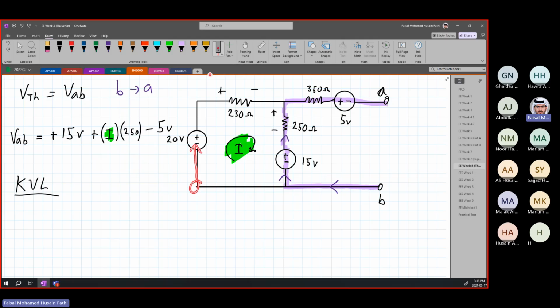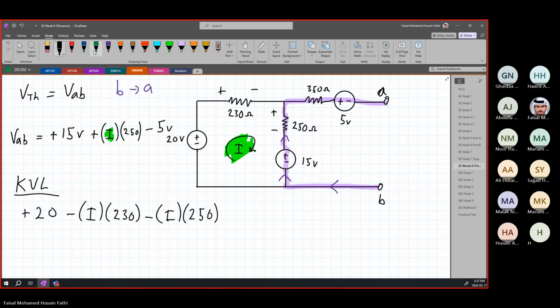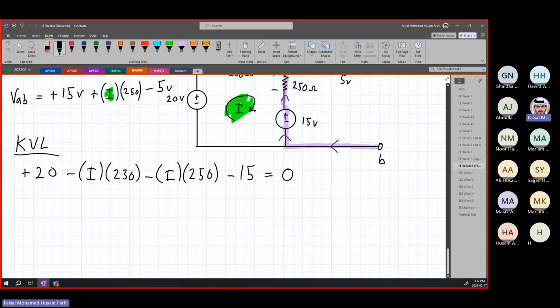If we go up, we're going voltage gain from minus to plus of 20 volts, so plus 20. If we keep moving, we go over here, plus minus, it's a voltage drop, so it's minus I times 230 ohms. And we keep moving, going in this direction. Again, another resistor from plus to minus, voltage drop. So it's minus I 250. Again, we keep moving. We're going here from plus to minus. Another voltage drop due to the source. So it's going to be minus 15 volts equal to 0.